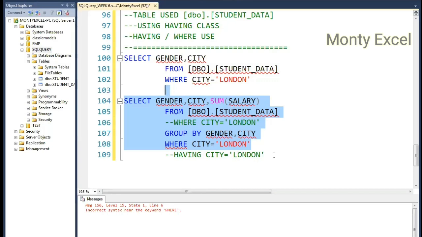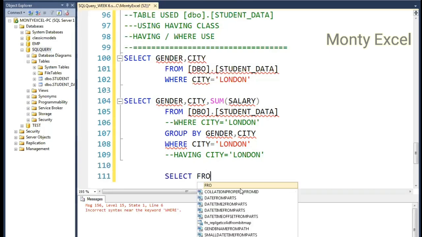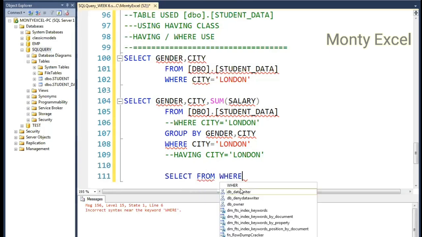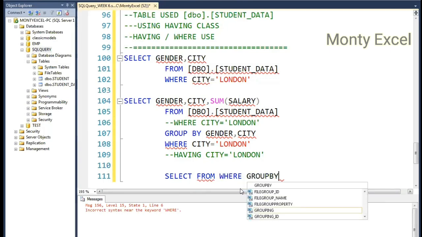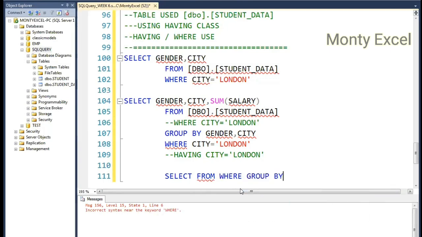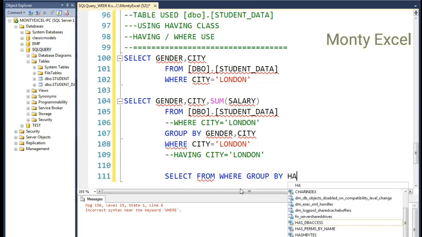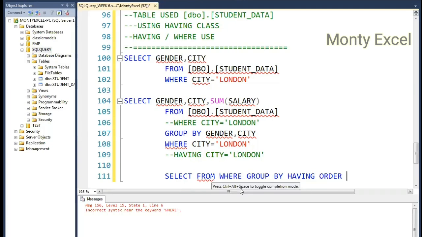We need to use only after from. So let me put this way again. The way I write the query is select, from, then where, then group by, then I'm going to use having, order by. This is the sequence in which I'm writing, but the way it runs the query is different.